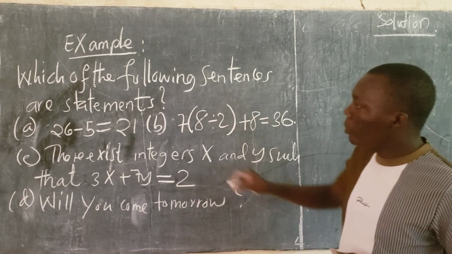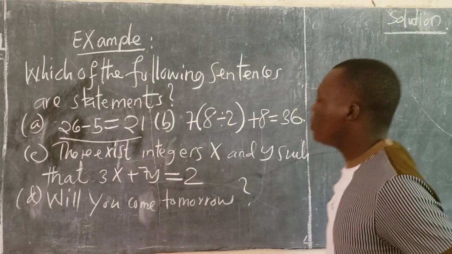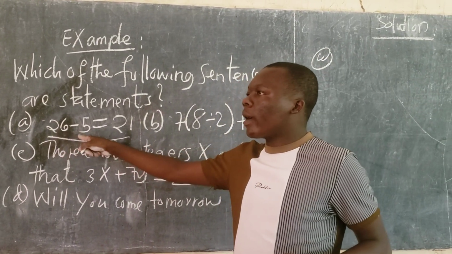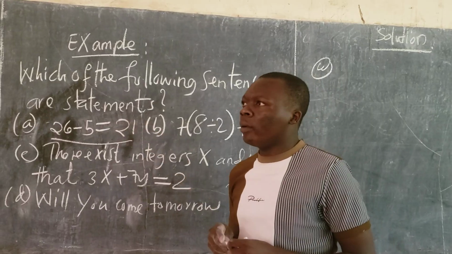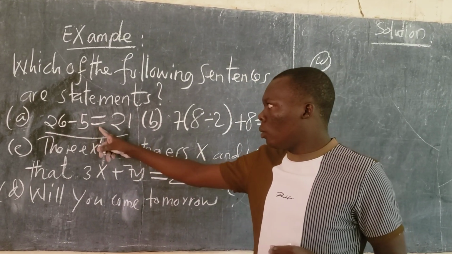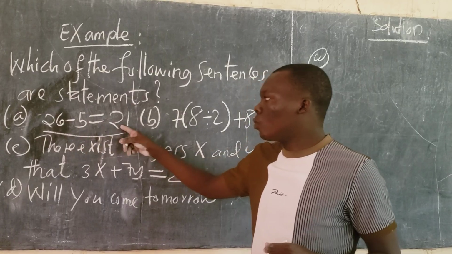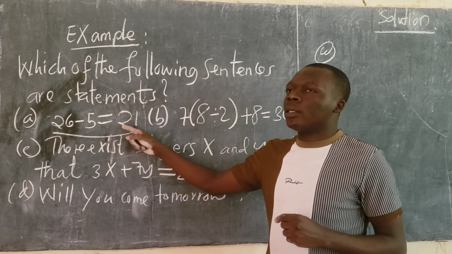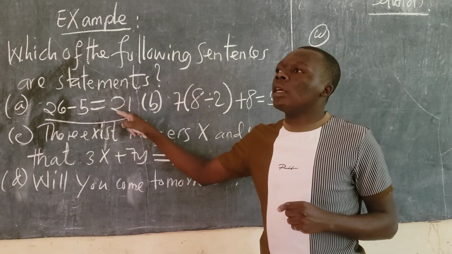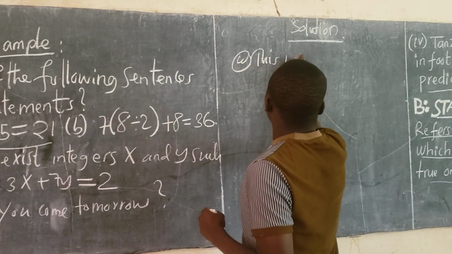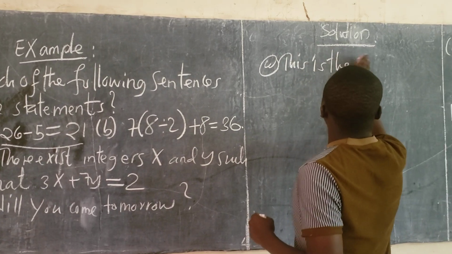So now we are considering part A. We are given that 26 minus 5 is equal to 21. It is true. So this is a statement because it is only true.